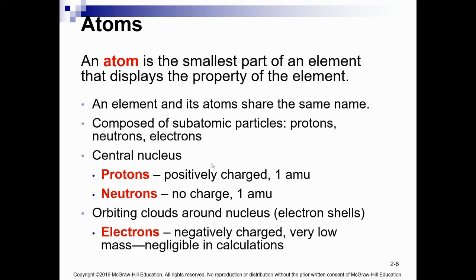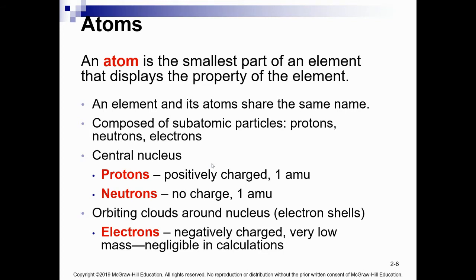So let's look at the building blocks of our elements. The smallest unit of an element that displays the property of that element, that still retains all its chemical characteristics, is an atom. So we think of that as a single unit of an element. An element and its atoms share the same name. So it's an atom of hydrogen, an atom of helium. Our atoms are composed of subatomic particles: protons, neutrons, electrons. The protons are positively charged. So in the middle of our atom, we have a nucleus.